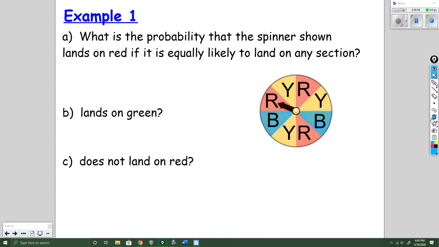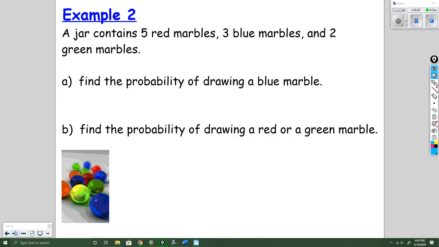All right, let's move on. Now let's say a jar contains 5 red marbles, 3 blue marbles, and 2 green marbles. We want to find the probability of drawing a blue marble. So first, in total in this jar, there's 10 marbles to choose from. When we reach in and grab one of those marbles, we have 3 different blue marbles that we could pick. So the chances of this happening would be 3/10, 0.3, or 30%.